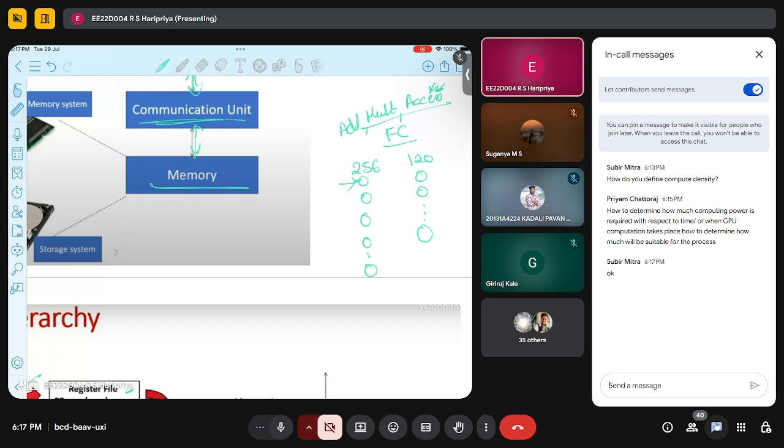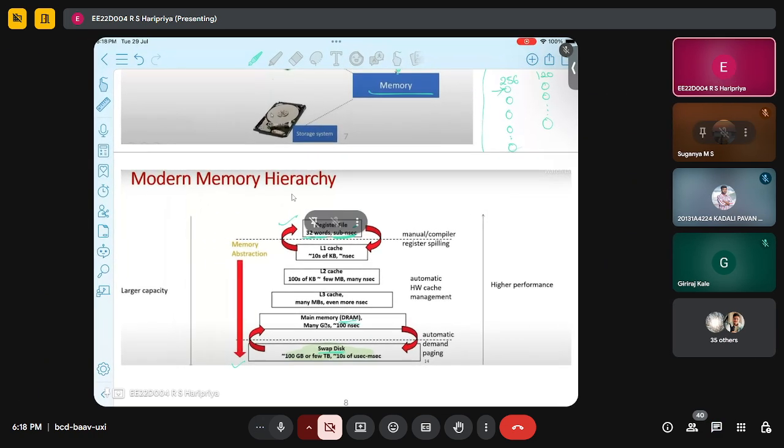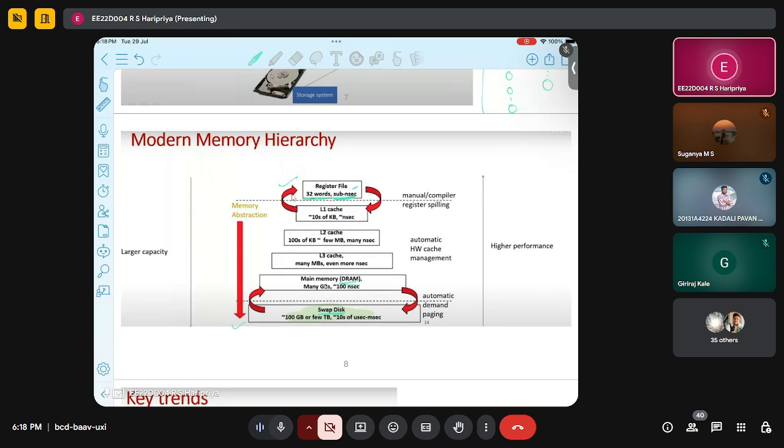So you will see that every access to the memory takes some amount of power. Okay, next: how to determine how much computing power is required with respect to time, or when GPU computation takes place, how to determine what is suitable for the process. Okay, this question I will come to later, because we have one slide which shows how much power is consumed by each unit, like an addition operation or a memory fetch operation.